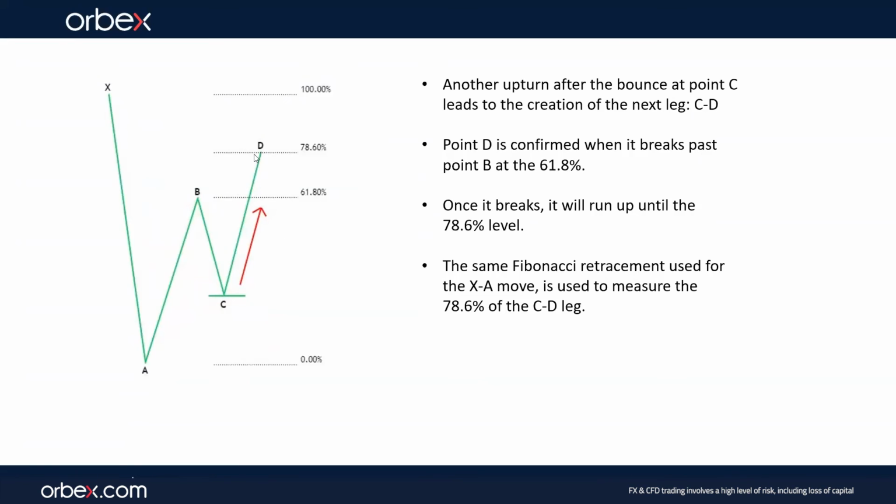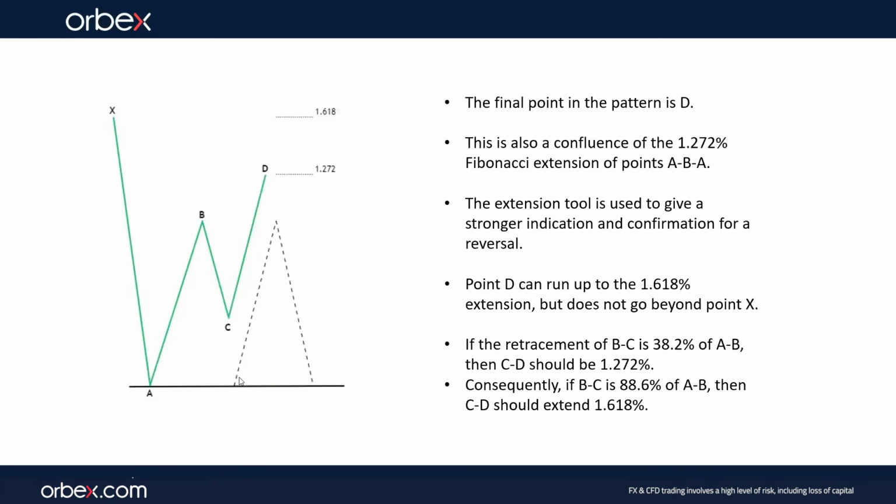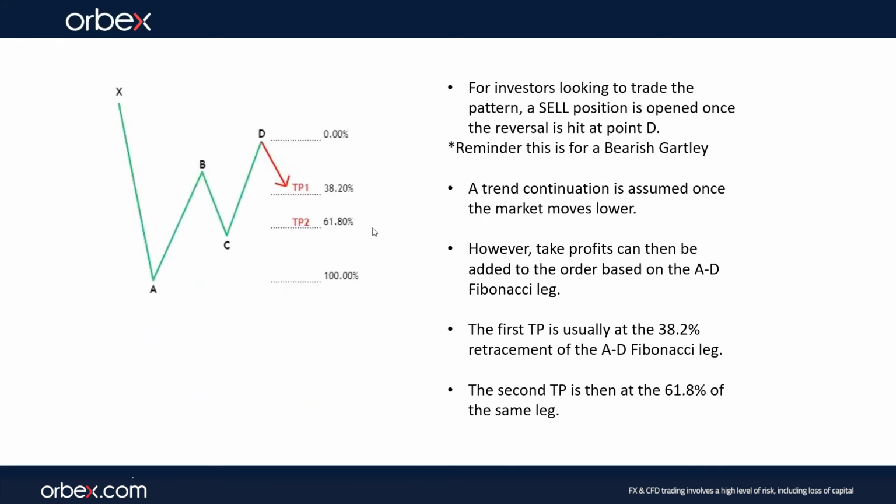And then the next one is C to D, and that's identifiable by, once we've established C, then we're going to have the same Fibonacci set up from X to A, which will give us our 78.6. Most of the time it is 78.6 that will make D. However, for the patterns that exceed point D, then we have the extension tools, which is what we have here. And then we've got the last one, and they're identifiable by different types of lengths of the Fibonacci extensions and retracements as well.